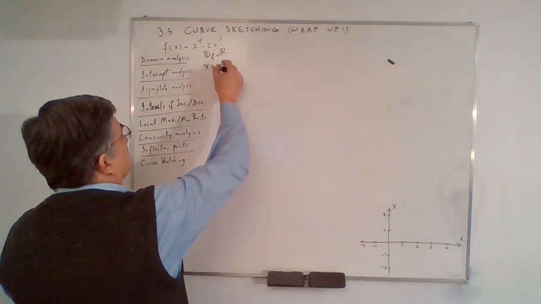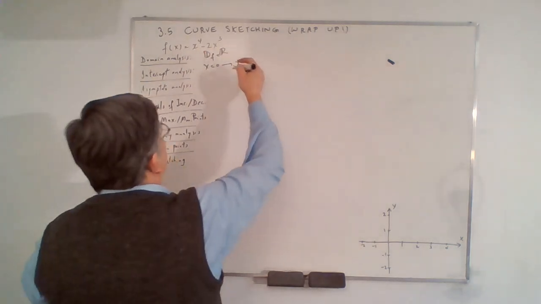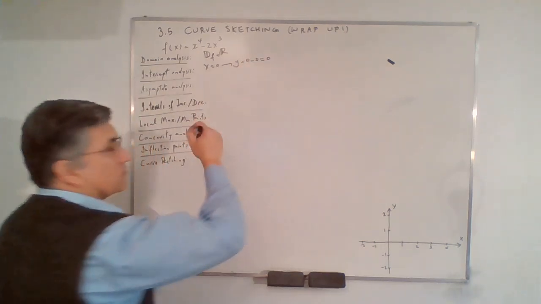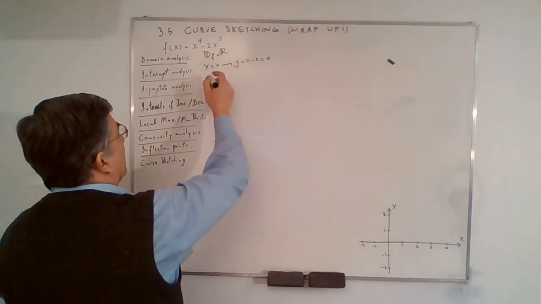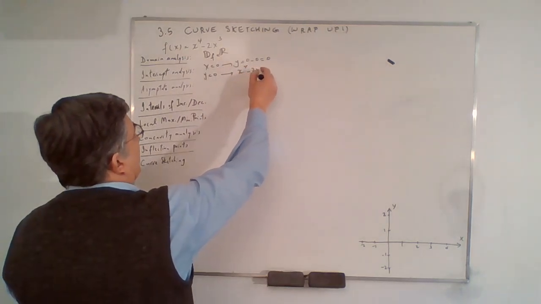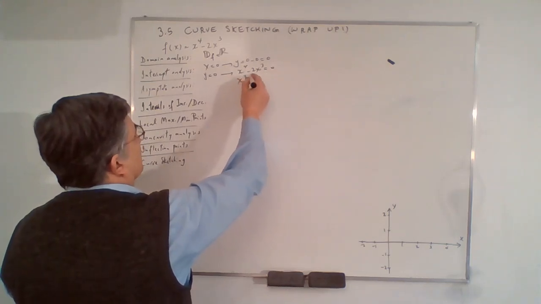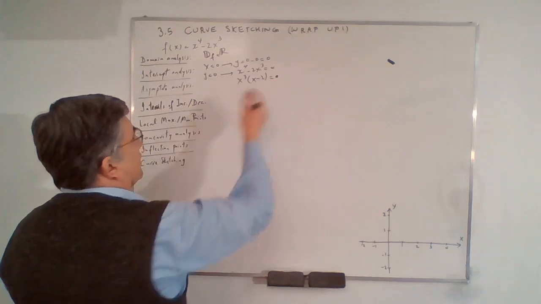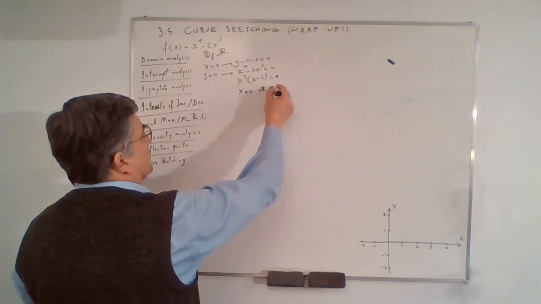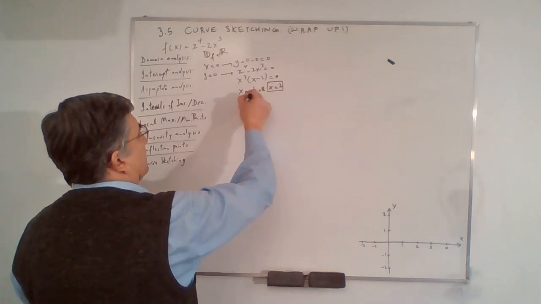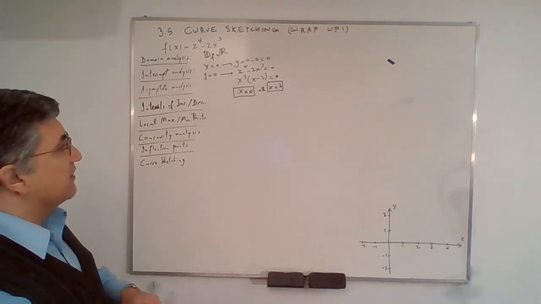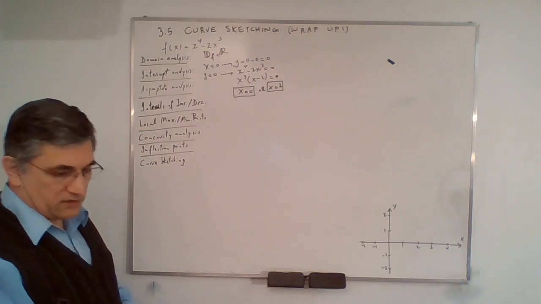Intercept analysis. I'm going to quickly set x equal to 0 to find the y-intercept. If you do that, you are going to end up with 0 minus 0, which is 0. So the y-intercept is 0. And I'm going to set y equal to 0 to find the x-intercept. When I do that, I end up with x cubed times (x minus 2) equals 0. That's an equation I need to solve. One of the roots is x equals 0, and the other is x equals 2, clearly. I'm not showing all the steps, but it's easy. You know how to do it. So basically, I found 2 x-intercepts, and I found 1 y-intercept.